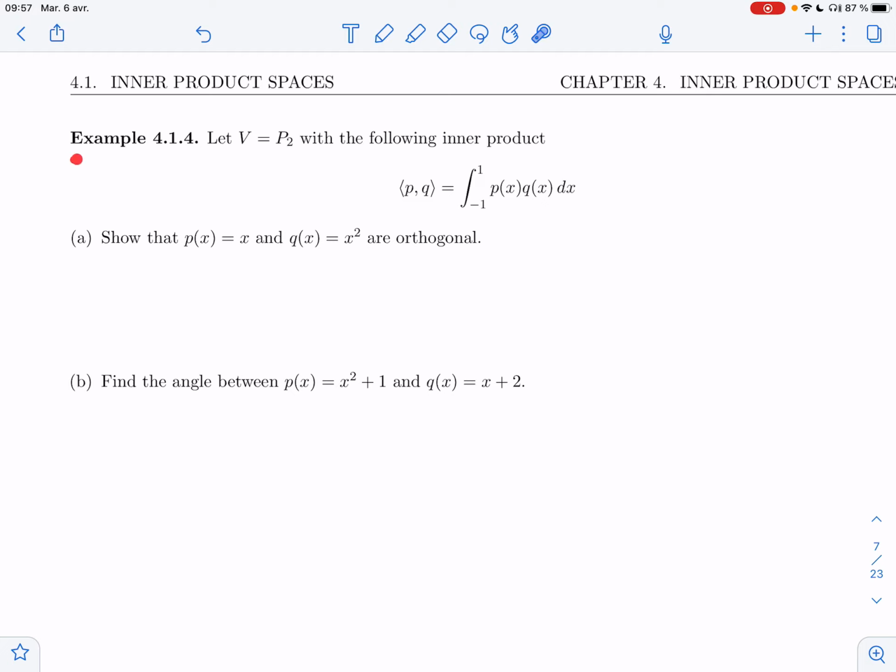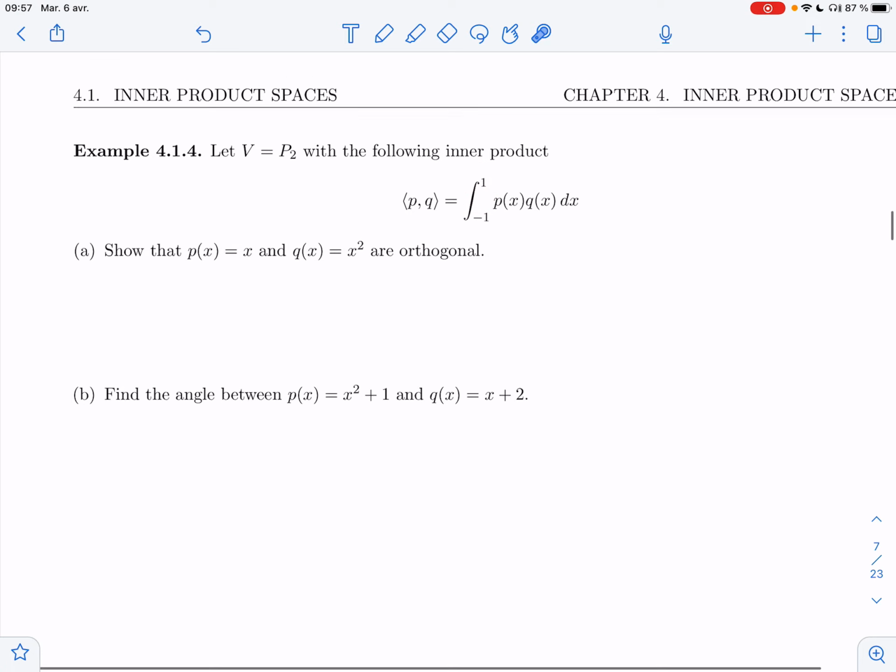All right, let's try an example. Example 4.1.4. Let V be P2, so polynomials of degree 2 or less, with the following inner product. We haven't proven it's an inner product. We might do so in the worksheet, but let's just assume it is. So the inner product of P and Q is the integral from -1 to 1 of the product.